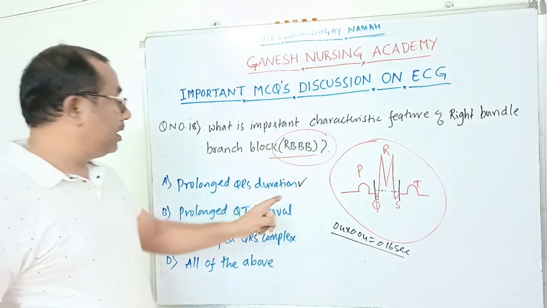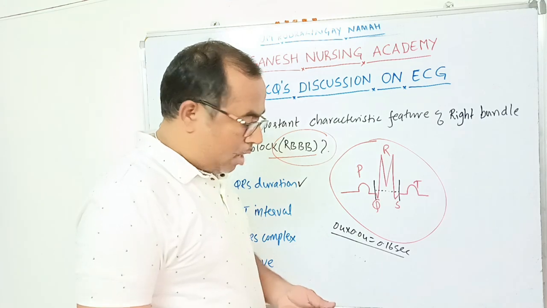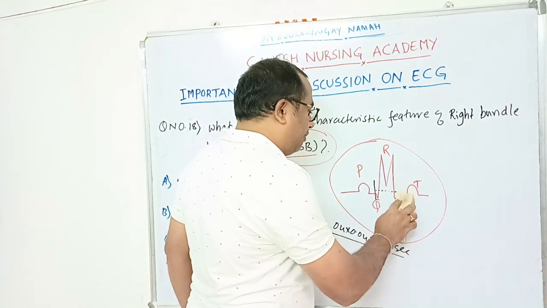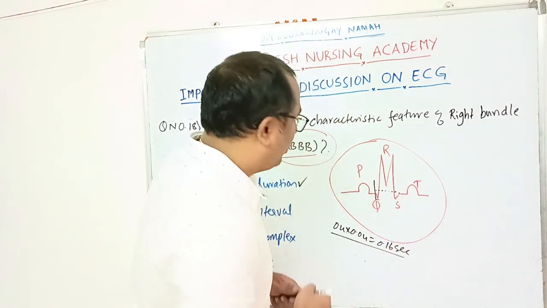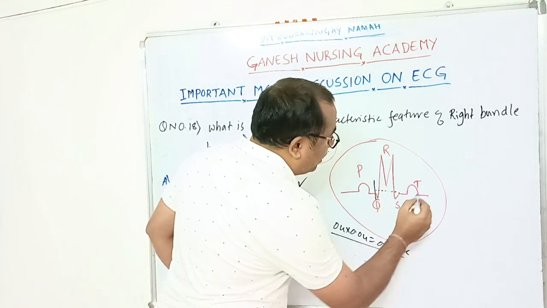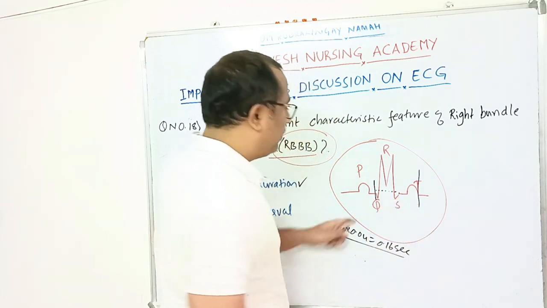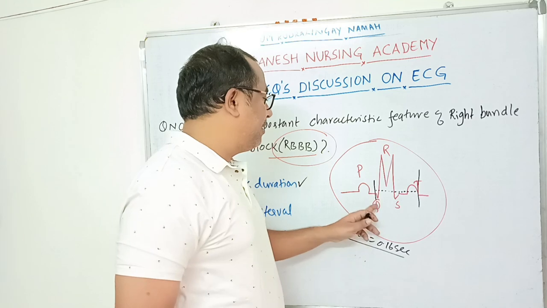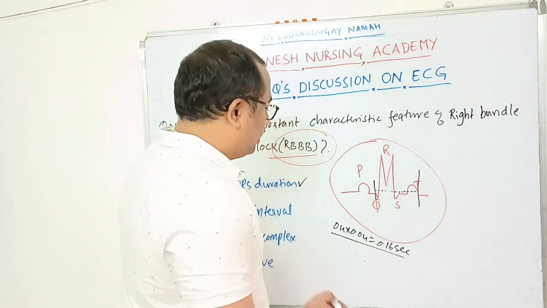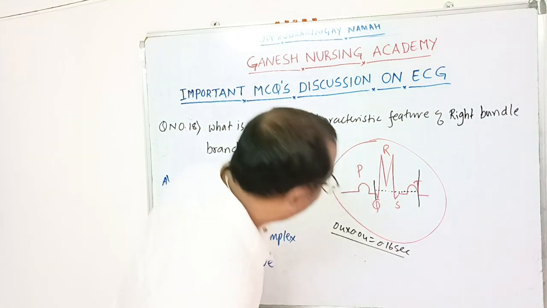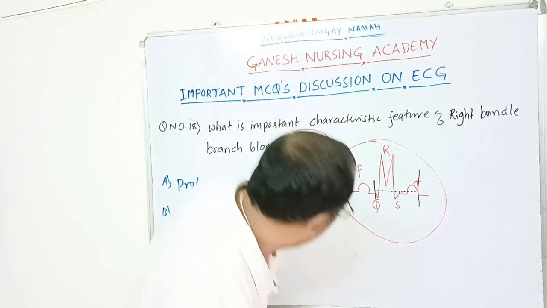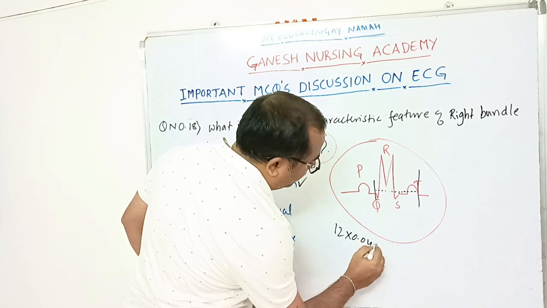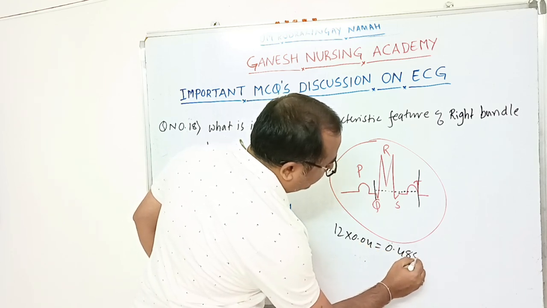And next is prolonged QT interval. How to calculate the QT interval? We mark from the beginning of the Q wave to the completion of the T wave, and count all the small boxes between them. Suppose we get 12 small boxes. So 12 into 0.04, that is 0.48 seconds.